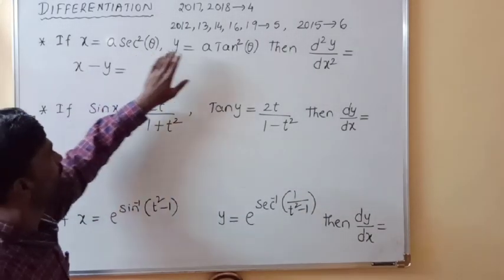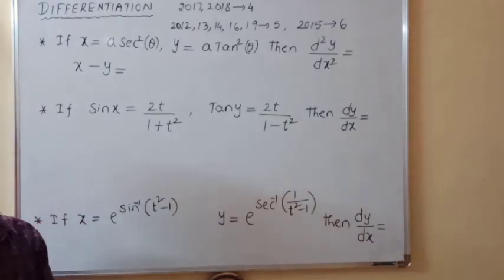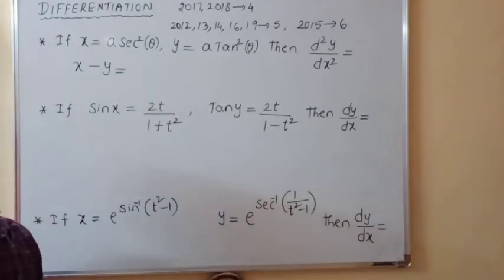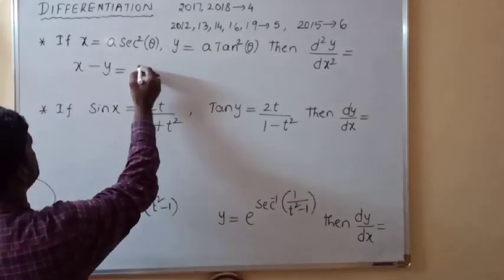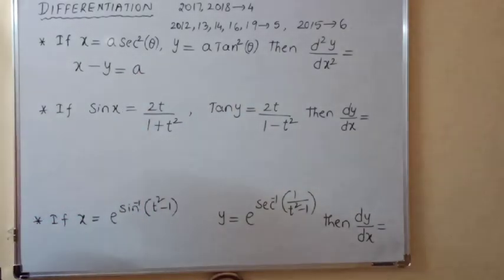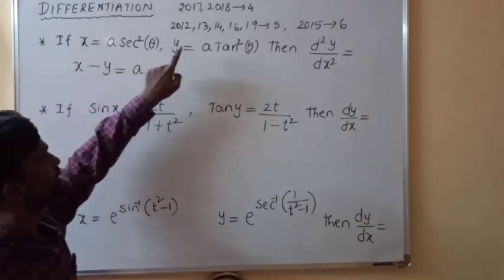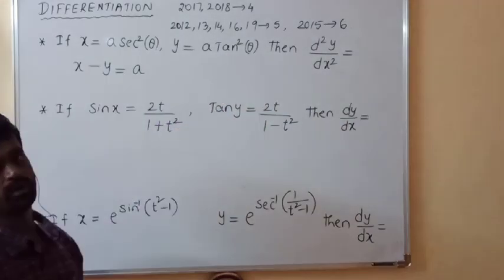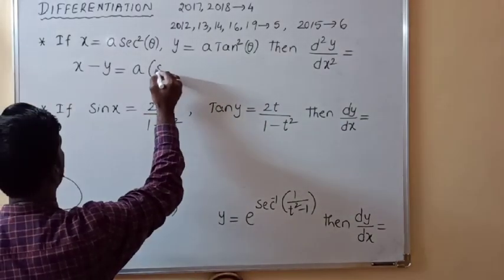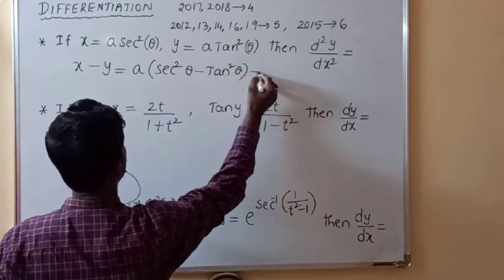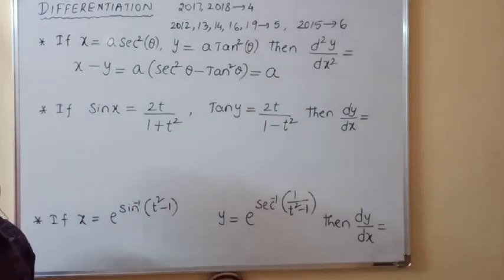Because we know that secant square theta minus tan square theta is equal to what? 1. Secant square theta minus tan square theta is 1. Then a secant square theta minus a tan square theta is a into 1, which is a. That means you will get x minus y is equal to a. What I did is take x minus y. So on the right-hand side you get a secant square theta minus a tan square theta. If I take a common, I get secant square theta minus tan square theta, which is 1. So a into 1 is a. So that's what I got, x minus y is a.